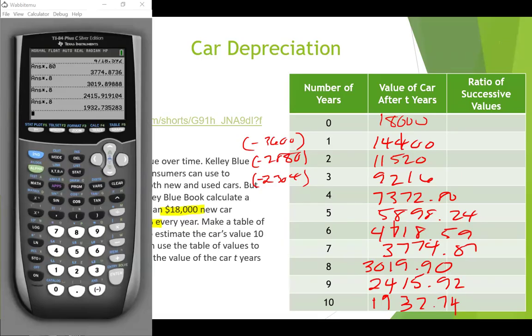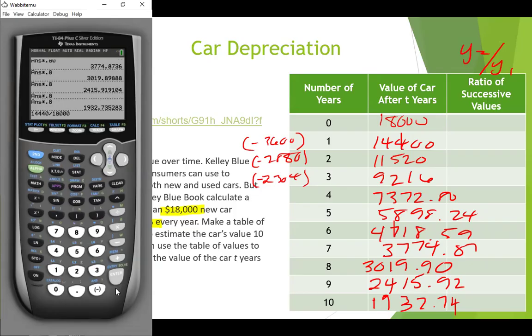That 0.80 is what's called our ratio of successive values. Okay. So remember a ratio is just a fraction. So when we're looking for our ratio, that is your y2 divided by your y1. If I was to take the second y divided by the first y, let's see what happens. 1,440 divided by 18,000. What do I roughly get? 0.80, right? Y'all see that? I get roughly 0.80, which is my 80%.